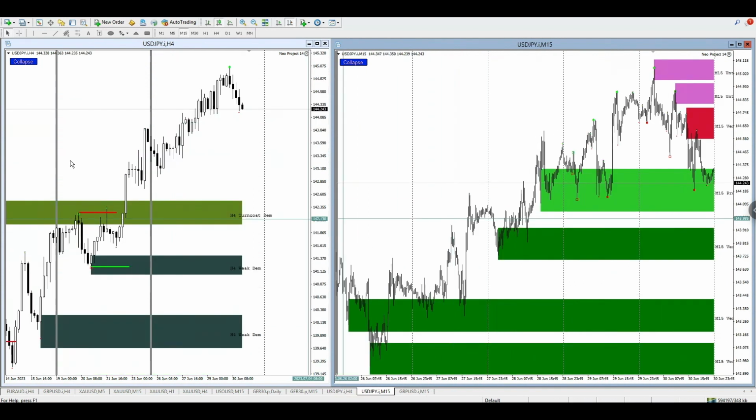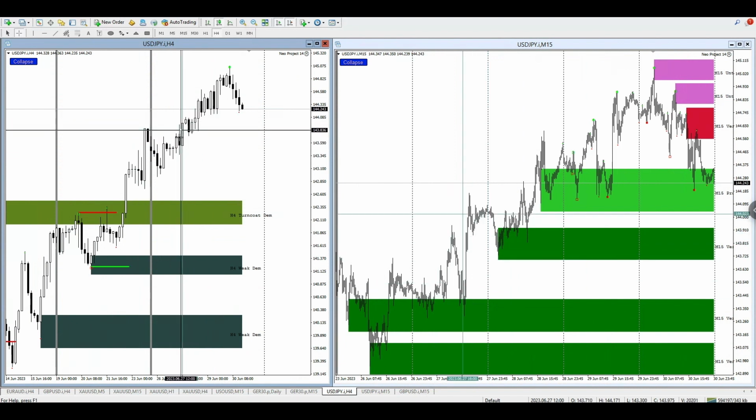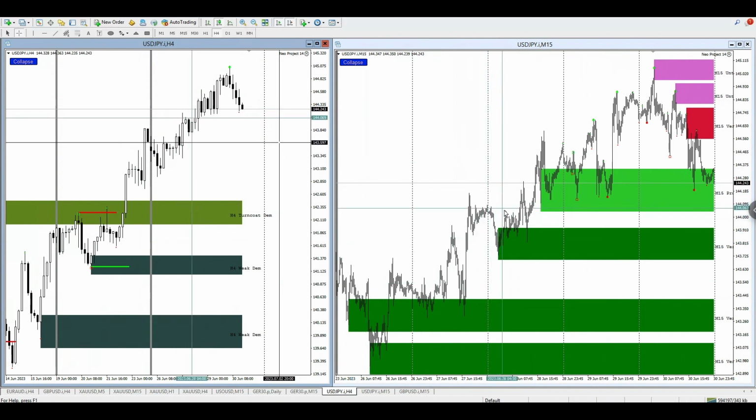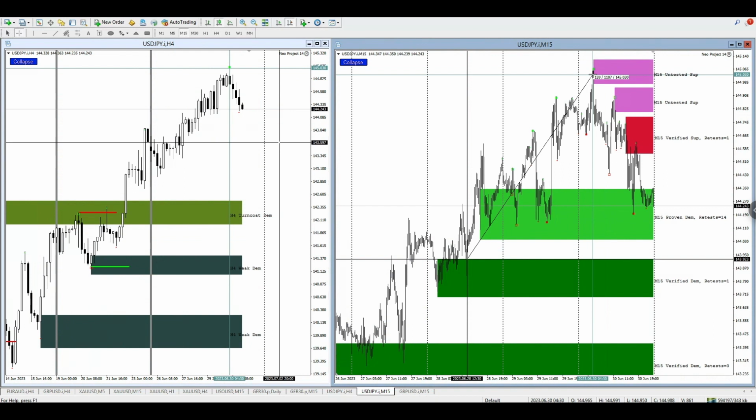Now when we head over to USD JPY, we had a break of structure from this candle over here to the bullish side, and then as soon as the market broke up into that level, we had a retest into this area here. As you can see, it's a verified level, and therefore we had a buy trade set up for 100 pips on this trade setup.